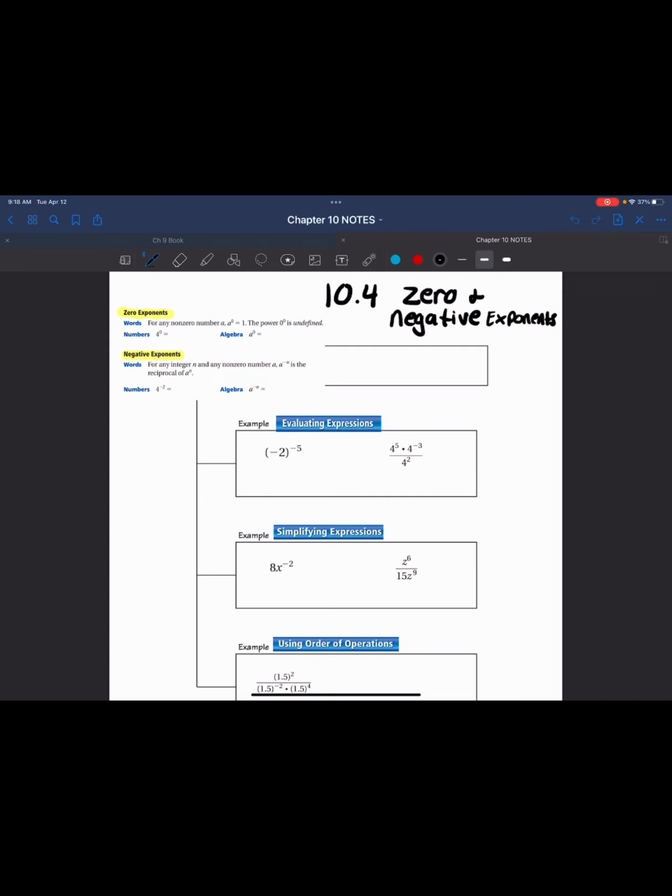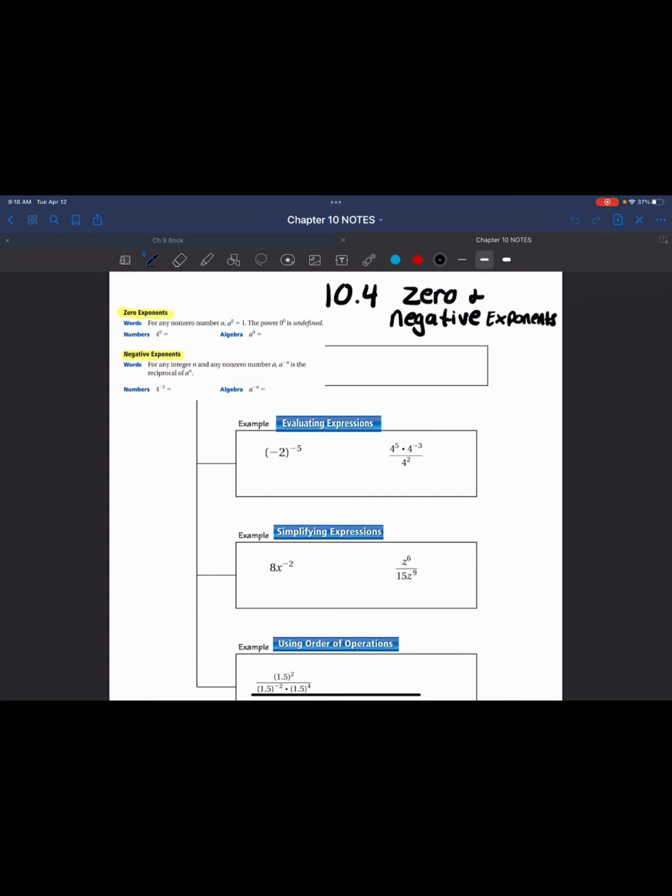You also should have had a bell ringer when you first came in, so make sure you have that as well. All right, so the first thing I want us to do is look at some of these definitions and some of the rules. So at the very top, I know it's very small on your paper, but I do have some rules. The rules of zero exponents.